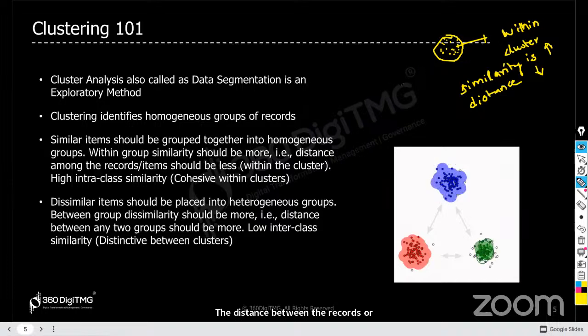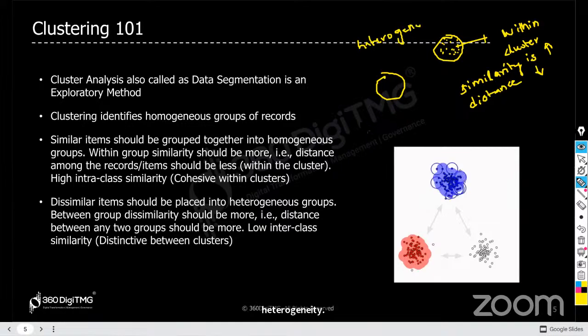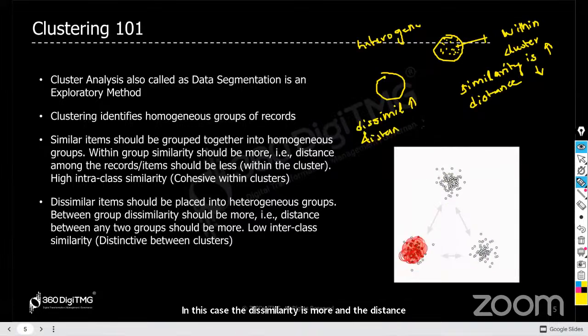When we compare or understand the dissimilarity between one group and a different group, that is nothing but heterogeneity, heterogeneous items or heterogeneous groups. In this case, the dissimilarity is more, and the distance between records in two different clusters will always be high. So this is called high intraclass similarity, and this is called low interclass similarity.